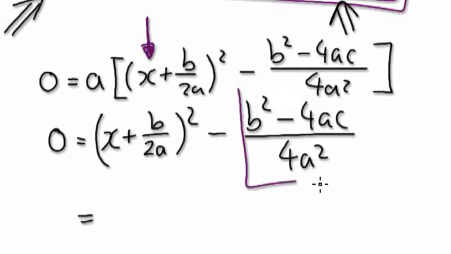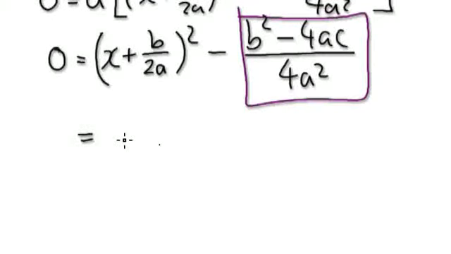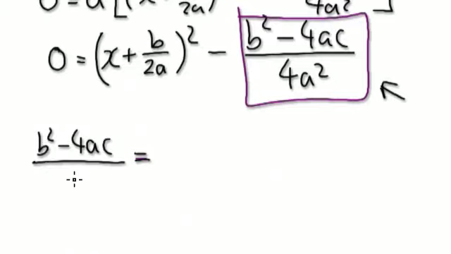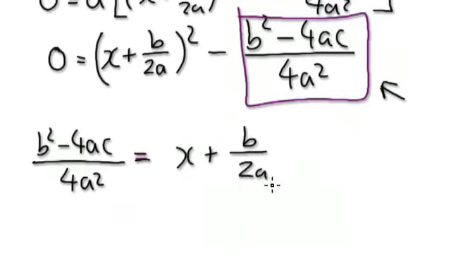Well, this here is just a block here. So add this block to both sides. Remember, you're trying to make x the subject. So we are adding this block to both sides. So this will be b squared minus 4ac over 4a squared. This will be x plus b over 2a squared.